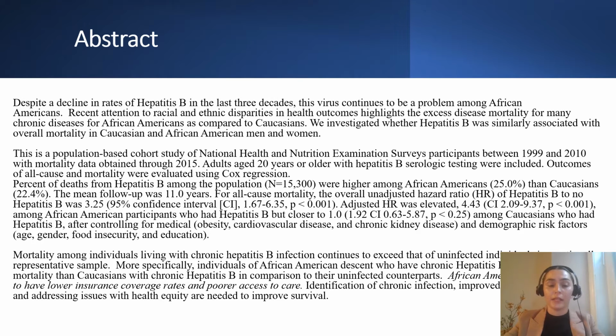Despite a decline in rates of hepatitis B in the last 3 decades, the virus continues to be a problem among African Americans. Recent attention to racial and ethnic disparities in health outcomes highlights the excess disease mortality for many chronic diseases for African Americans as compared to Caucasians. We investigated whether hepatitis B was similarly associated with the overall mortality in Caucasians and African American men and women.